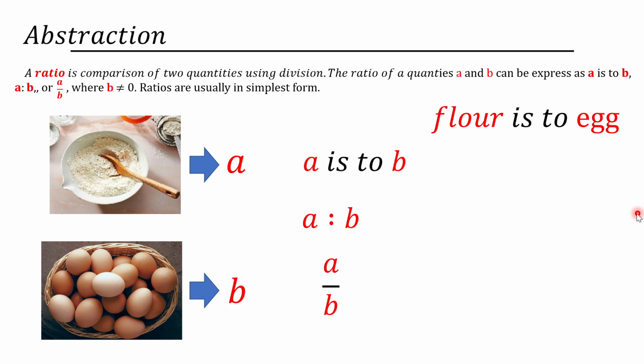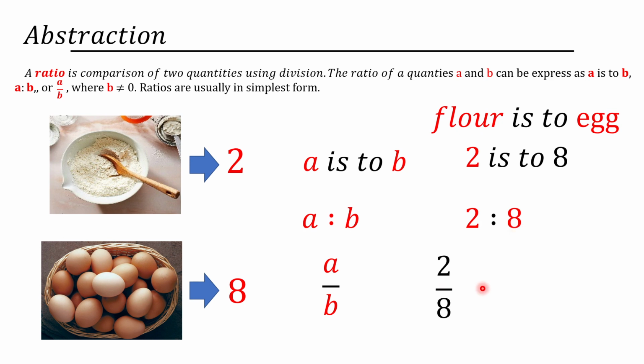So, paano if papalitan natin ng value yung flour, gawin natin 2. And how about if we change the value of our egg, gawin natin 8. So, paano natin isusulat yan into like this? So, magiging 2 is to 8, right? Dito, 2 colon 8, and this is 2 over 8.